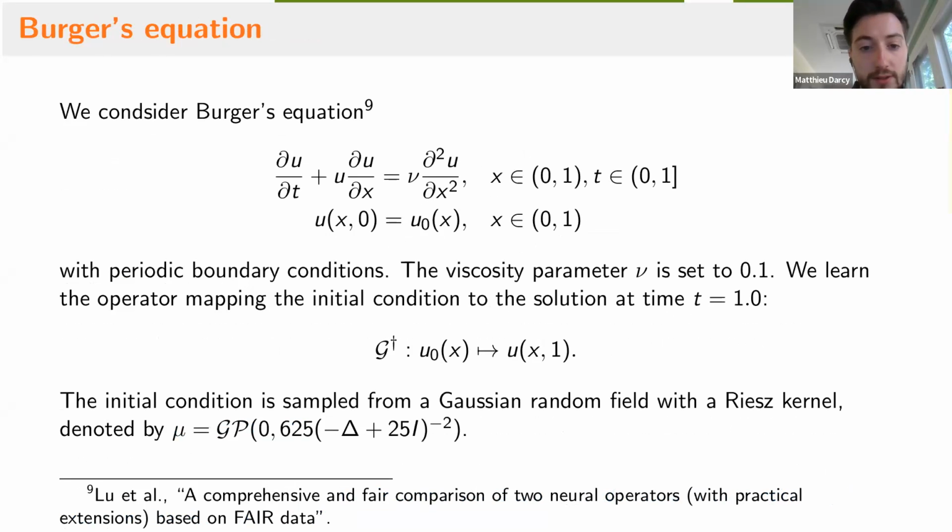So for example, this is an example of a problem, which is Burgers' equation. This is a time-dependent PDE. If you're not familiar with it, it doesn't really matter. The point is that here, the operator that you're trying to learn maps the initial condition of this PDE to the solution at time 1. And in this case, the initial conditions are sampled from some Gaussian random field with given covariance.